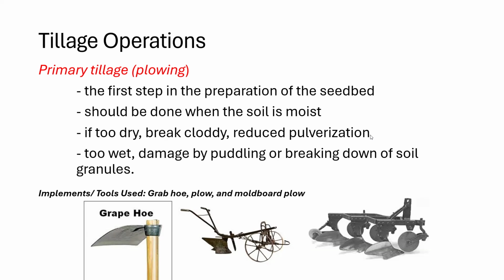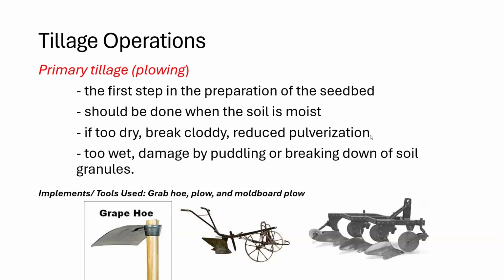Una dyan yung grab hoe, mainly ginagamit kapag manual ang pagpla-plow. Manual physical, gamit ang handle nga yan, di ba? Then, of course, we have the plow and the moldboard plow. So, these are implements. Sabi natin kapag implement, these are animal drawn or machinery drawn. So, hinihila ng mga hayop or ng mga machines.